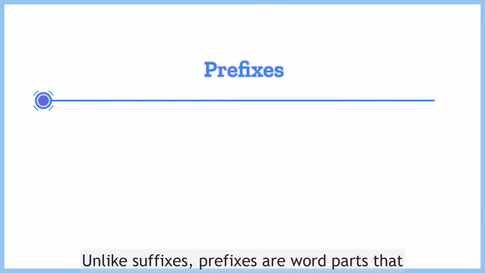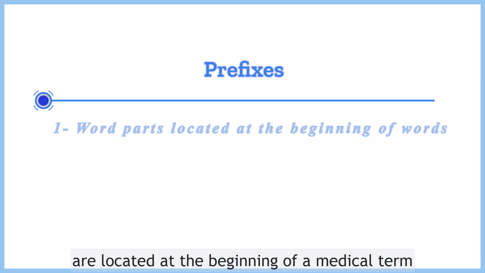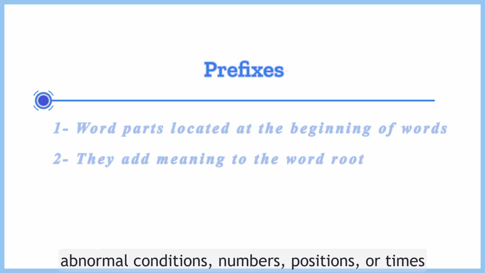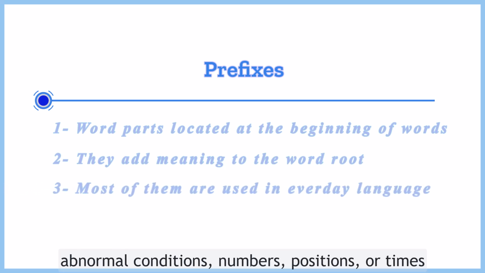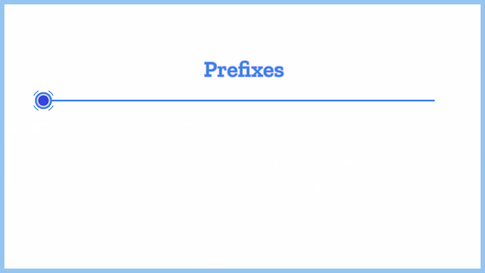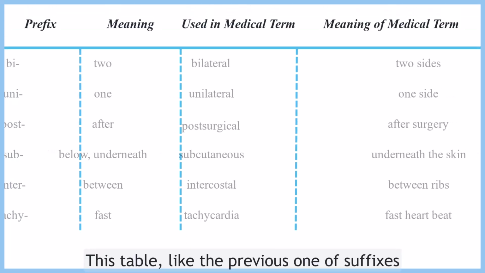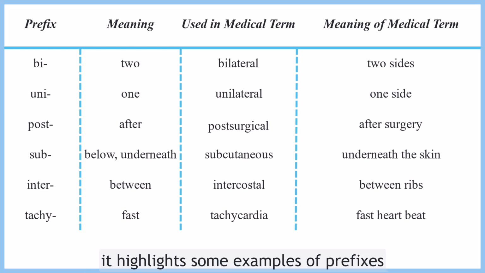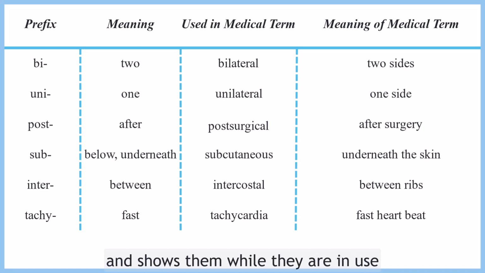And like suffixes, prefixes are word parts that are located at the beginning of a medical term. They often indicate information such as abnormal conditions, numbers, positions, or times. And most of them are used in everyday language. This table, like the previous one of suffixes, highlights some examples of prefixes and shows them while they are in use.